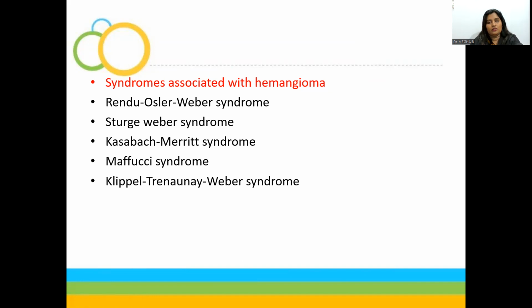Another thing we should be aware of is syndromes associated with hemangioma. Whenever you are seeing hemangioma cases, you should also rule out these syndromes, which include Rendu-Osler-Weber syndrome, Sturge-Weber syndrome, Kasabach-Merritt syndrome, Maffucci syndrome, and Klippel-Trenaunay-Weber syndrome. All these syndromes we should know so that we can rule them out whenever we are seeing any case of hemangioma.